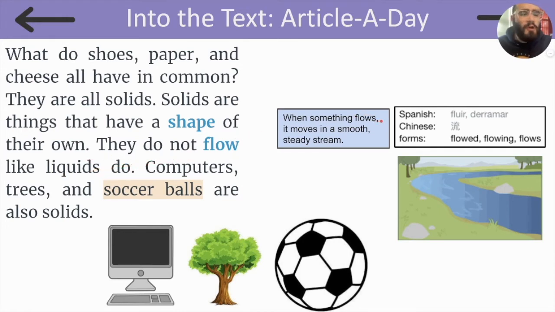When something flows, it moves in a smooth, steady stream. In Spanish, we say fluir o derramar. This river flows in a smooth, steady stream. Computers, trees, and soccer balls are also solids. Here, a computer, a tree, and a soccer ball are all solids because they all have their own shape.